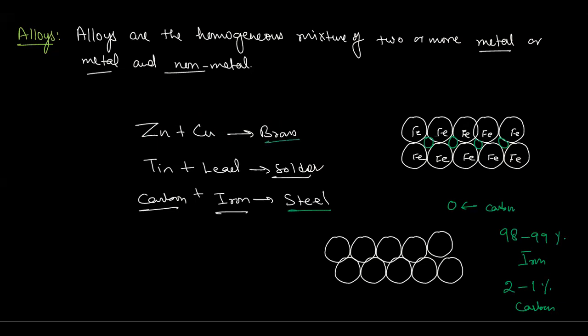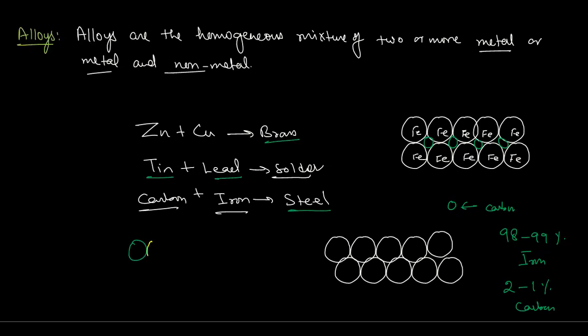In a similar way, lead and tin. Actually, the particles of lead and tin hate each other. Tin has a high melting point. Lead and tin particles hate each other; that's why they do not like each other.